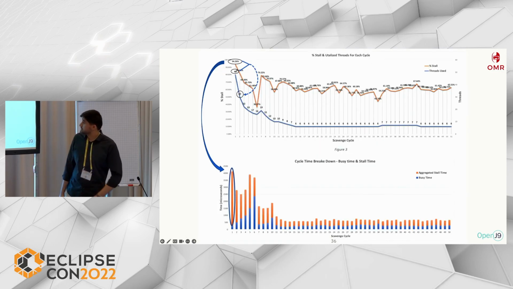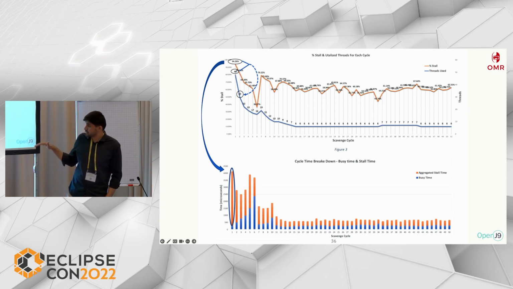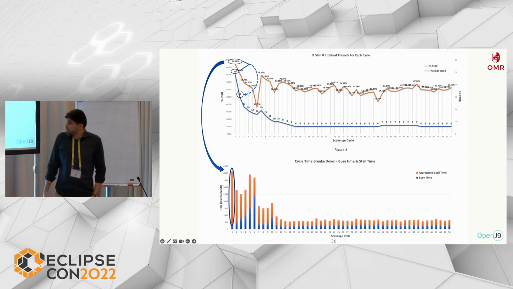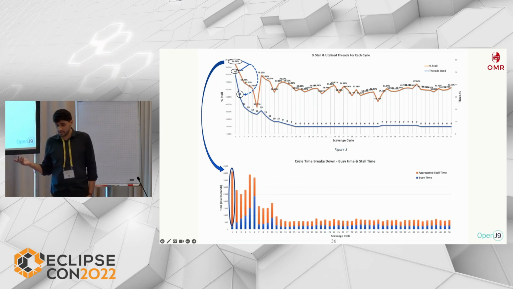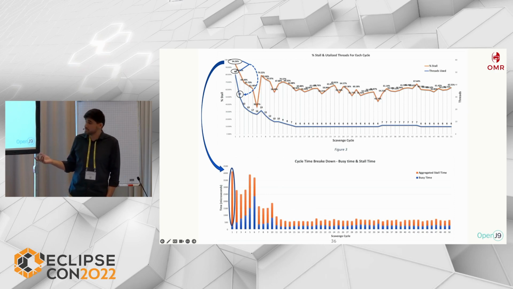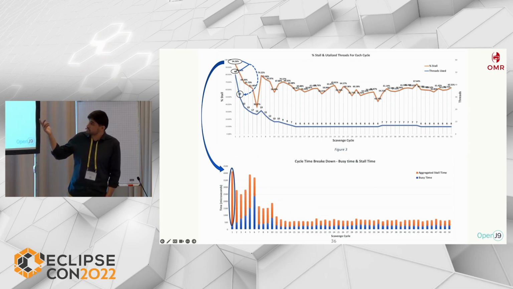So these graphs illustrate how adaptive threading works throughout the application. In the graph on the top, we see for any given GC cycle how many threads were used and the resulting percent stall, so the efficiency of that cycle from using those threads. In the beginning, we don't have any previous information about parallelism.